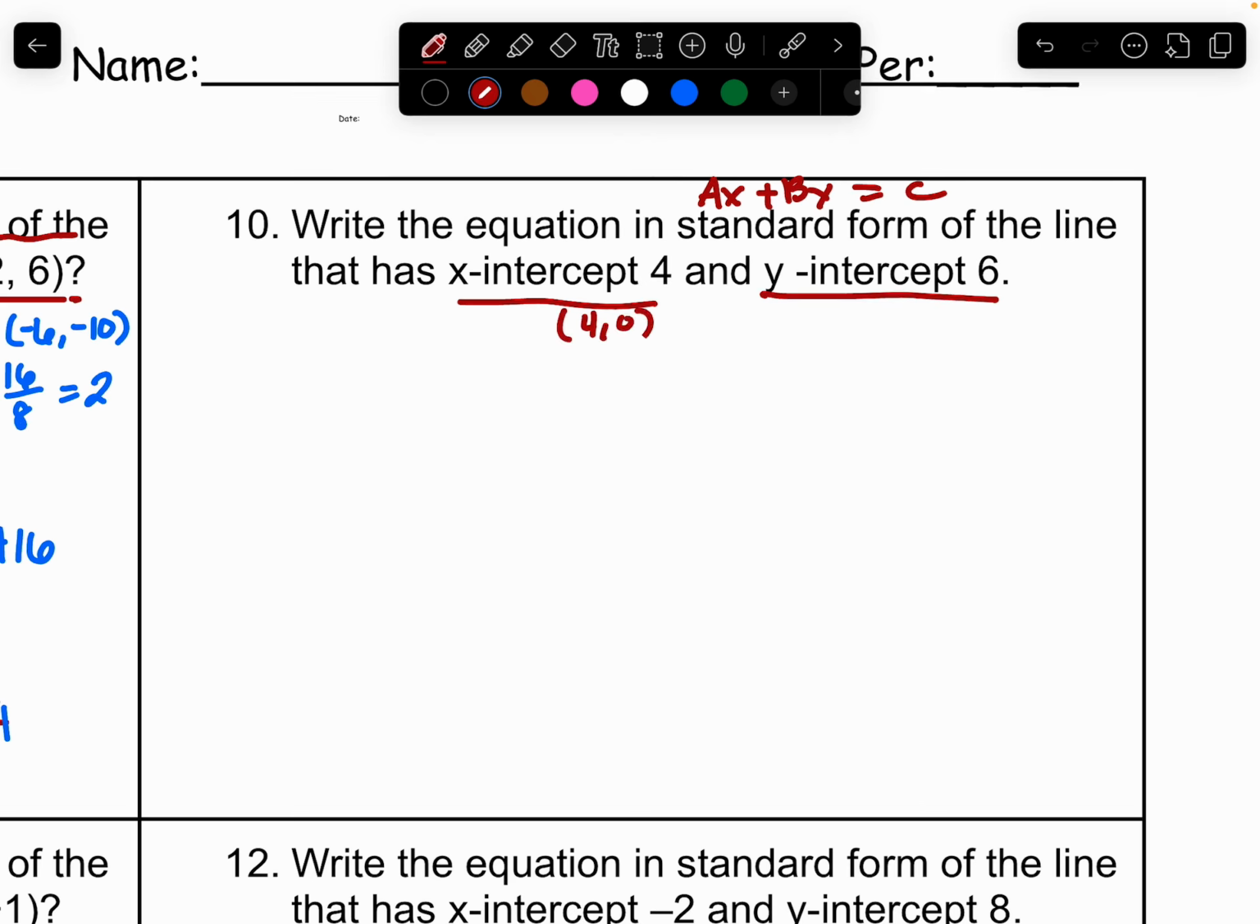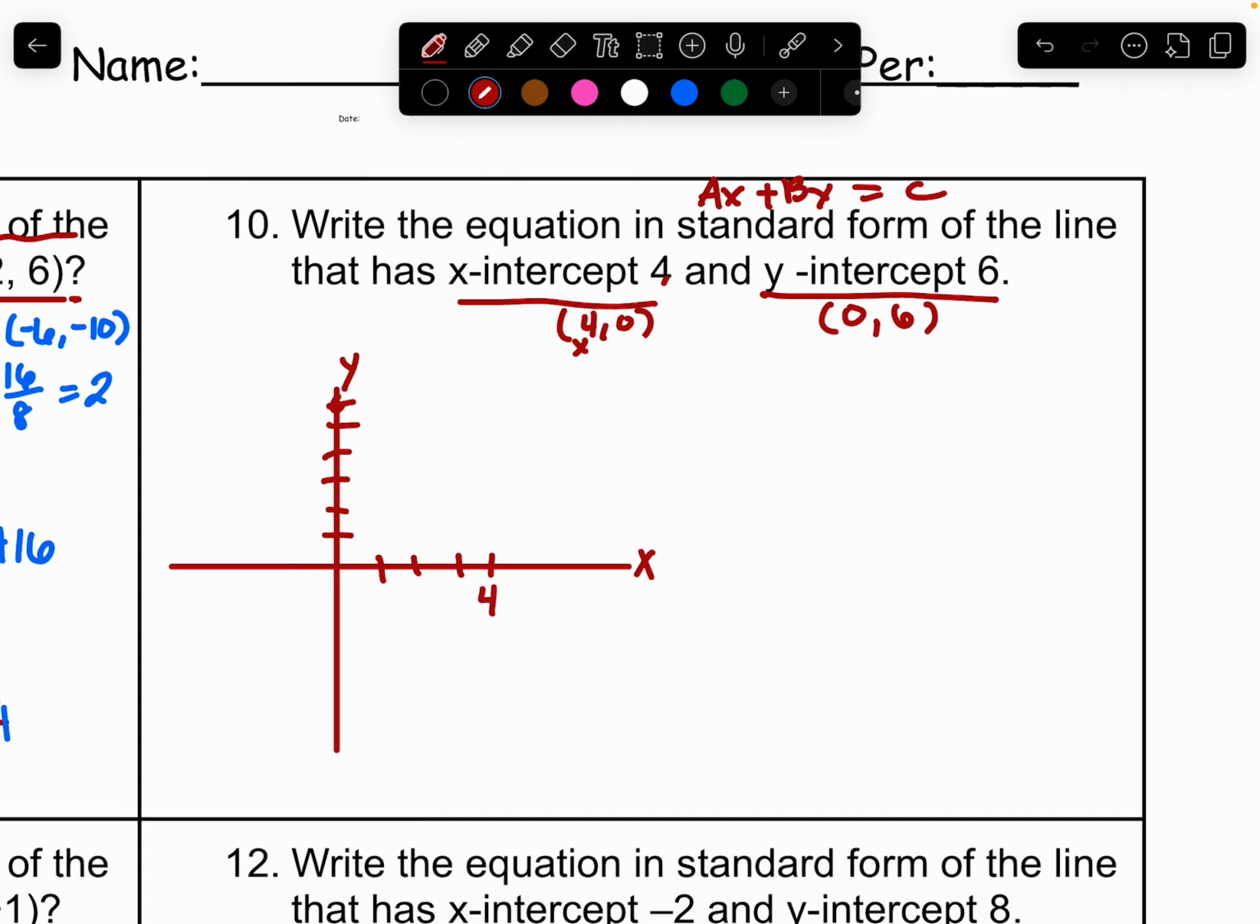X-intercept is going to be (4, 0), right? Because it's on the x. Y-intercept, the x is always 0, so (0, 6). Okay, if you forget, you just graph it. This is x, y. X-intercept 4: 1, 2, 3, 4. Y-intercept 6: 1, 2, 3, 4, 5, 6.